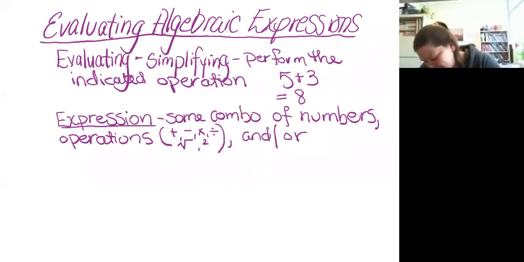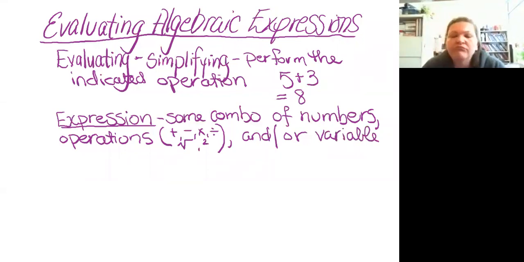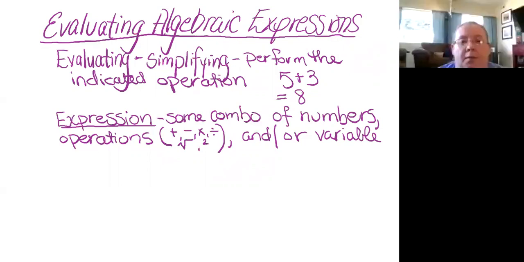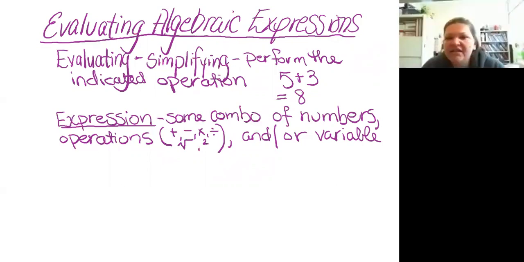Ladies, what's a variable? Anything that's not a number, like a letter or a picture. Yeah, it's a symbol that stands in for an unknown number. A symbol that stands in for an unknown number, usually a letter. We usually use letters. But yeah, absolutely. It's a symbol that's standing in for an unknown number.